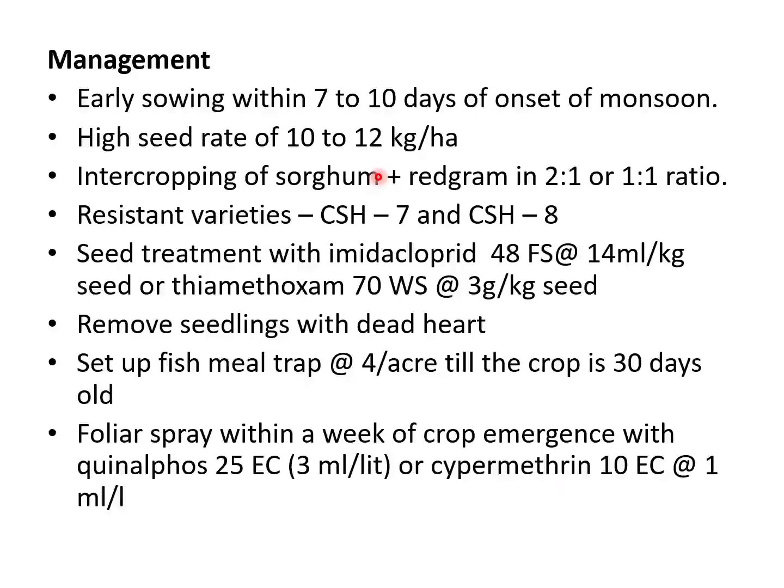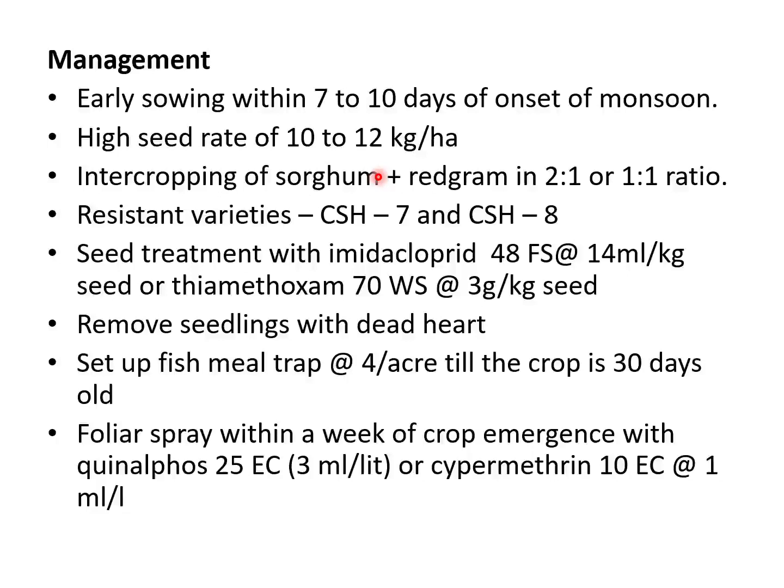Coming to the management: sorghum shoot fly is a major pest in sorghum growing tracts, so we have a well evolved IPM package for it. The first and foremost thing is to avoid late sowing of the crop. If we have to sow sorghum, we should plant within 7 to 10 days of receiving the monsoon showers. If we delay the sowing of the crop, chances of shoot fly incidence are extremely high.